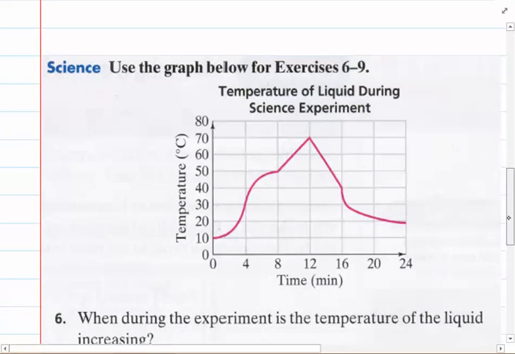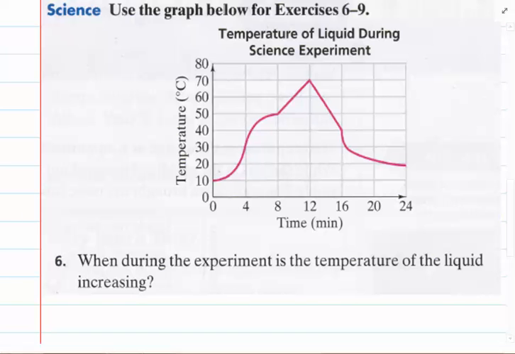So let's look at number 6 in our book here, and we'll try to make sense of this. When during the experiment is the temperature of the liquid increasing? Now if you look at this graph, you have time in minutes versus temperature. Suppose it's a science experiment, and maybe you're burning it or heating it up.